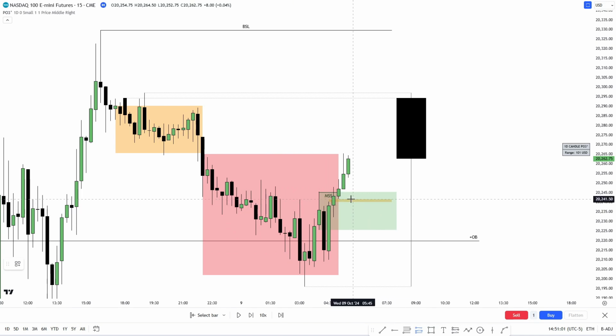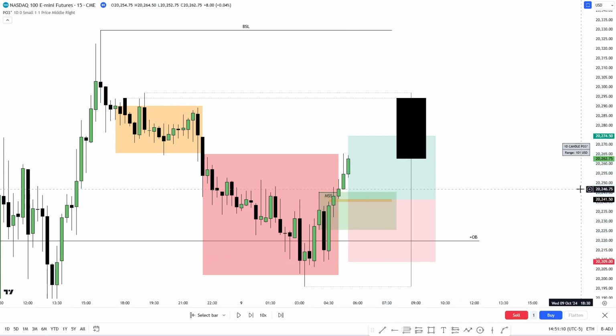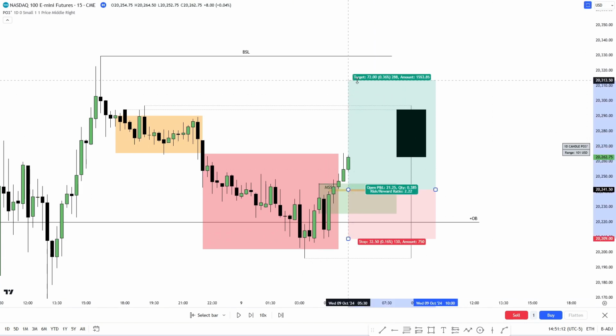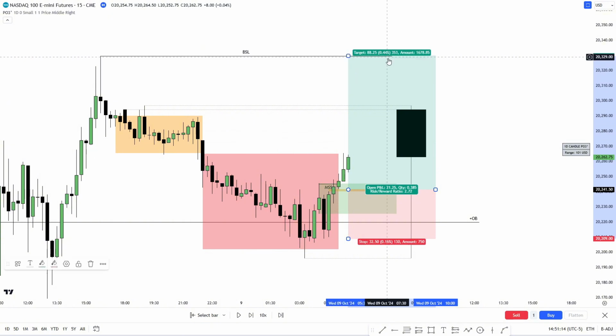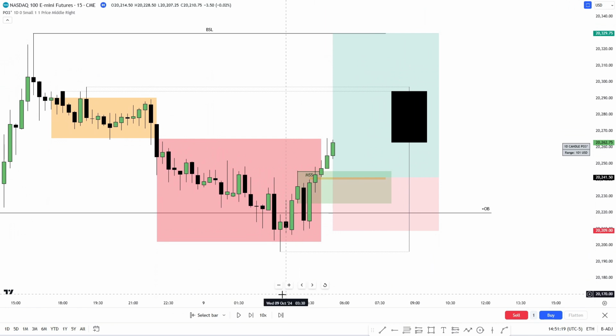For me personally, I'm going to be looking to enter off this fair value gap since it's better risk to reward. So I'll be looking to enter there and stop loss right below this swing low right here. And then I'll be targeting this pool of buy side liquidity right here for a nice 1 to 2.72 risk to reward. So now if we play price out, let's see what happens.